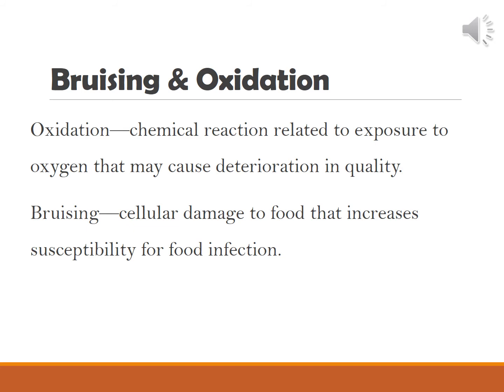Bruising increases the susceptibility of food to infection. So whenever food is bruised, there's cellular damage that's occurring, and there may also be oxygen that's being let into the food that causes it to go bad. Either way, the food becomes more susceptible to microorganism contamination when it is bruised, and the rate of spoilage from bruising due to the cellular damage is going to be increased.